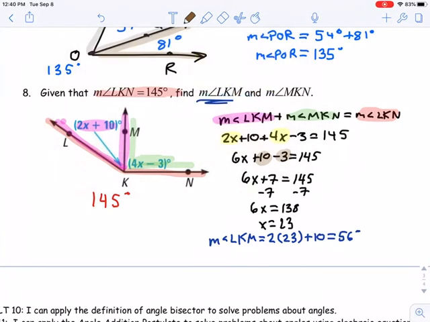And then to find the other one, the measure of angle MKN is equal to 4 times 23 minus 3. And I think that's going to be 89. Let me double check my work. Always use a trusty calculator when in doubt. And hooray, I was right. You can double check too, both these numbers, 56 and 89, add to 145 degrees, which was the whole thing anyways.